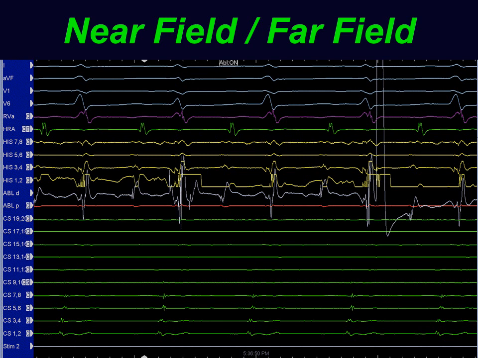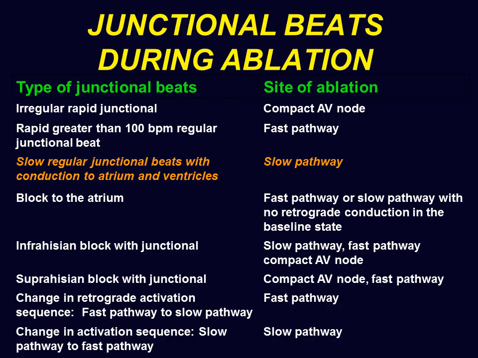It's also worth looking at the near field versus far field. You can see that this is a far field electrogram, somewhat of a near field, but look at the ablation electrogram, fractionation with very sharp dP/dt, and that is the earliest electrogram, and earlier than the surface P. It's reasonable to ablate in that location.